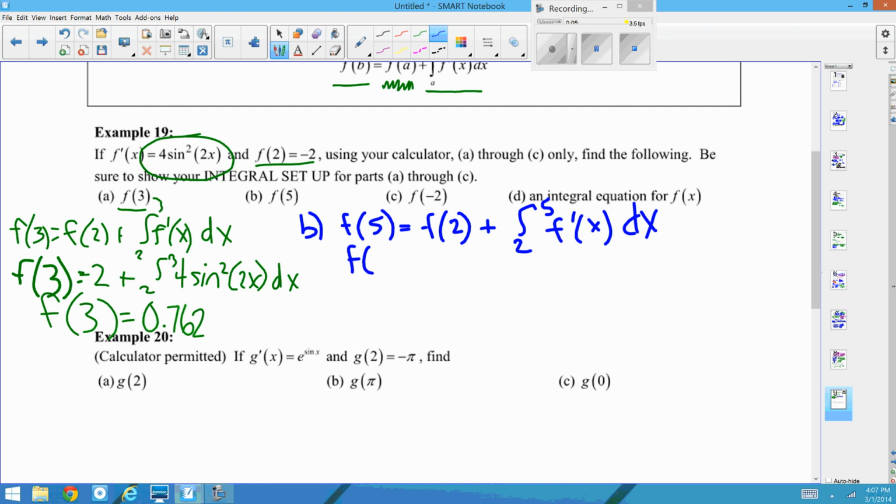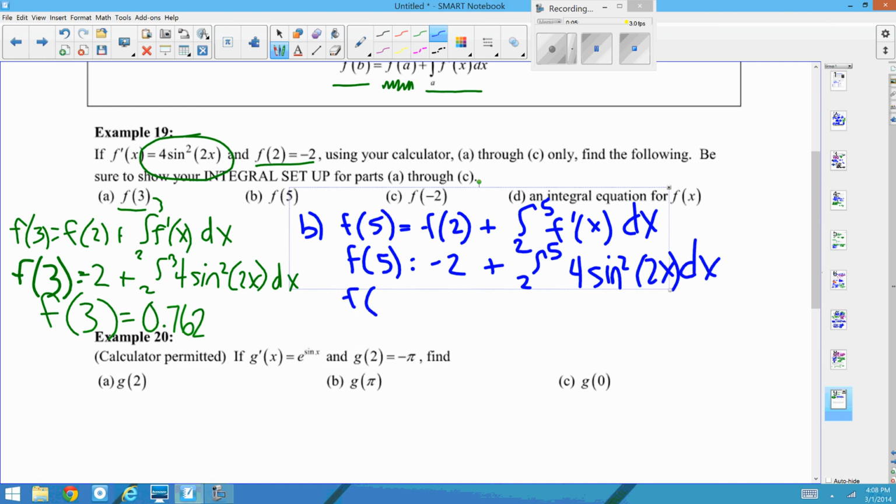All right, so f of 5 equals negative 2 plus the accumulation from 2 to 5 of 4 sine squared of 2x dx. Type it into your calculator and you get f of 5 equals 4.038, I believe. All right, part C, this is something I'd like you to do in your wisk, and it shouldn't be too bad.